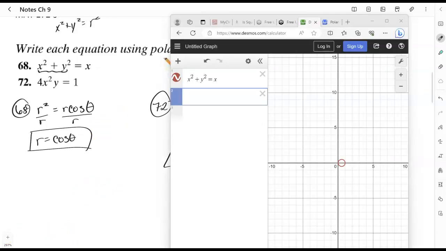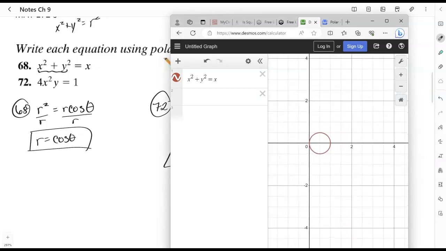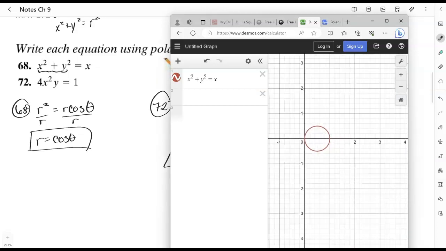So let's go back and compare the graphs of the first one, and we can do all of them in Desmos, so I'm just going to focus on the first one. First one we did was number 68. We had x squared plus y squared is equal to x. That's the equation of a circle, so I've got that graphed in Desmos here. So it's a circle. It's not centered at 0, 0. We could put that in standard form and figure out where it's centered. But that's what our graph looks like.